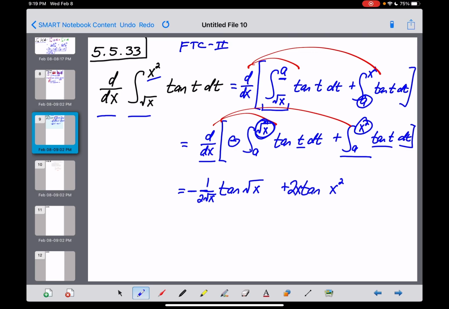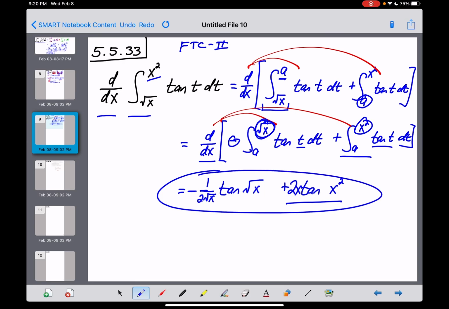So they have, here we go, let's see, 2x tangent of x squared. Yeah, they started with that term right there, and then a minus tangent of root x over 2 root x. They just combined this into one fraction there. So yeah, we've got the right answer here for problem 33.